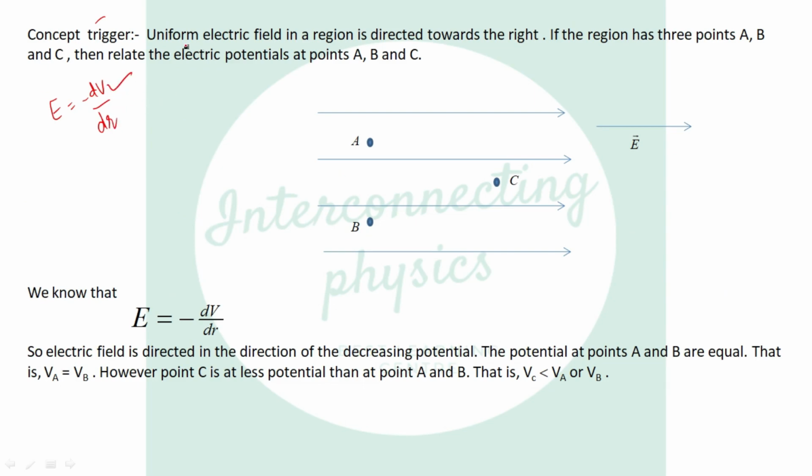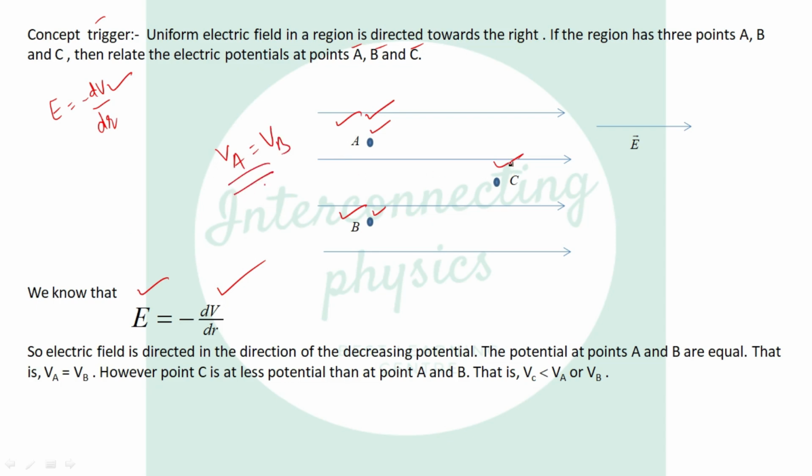Let's see this. Suppose we have a uniform electric field in the region directed along right, meaning the positive x-axis. If the region has 3 points A, B and C, then relate the electric potential at A, B and C. We know that E equal to minus dV upon dr, and points A and B are at the same position in the electric field. It means the potential at A will be equal to the potential at B.